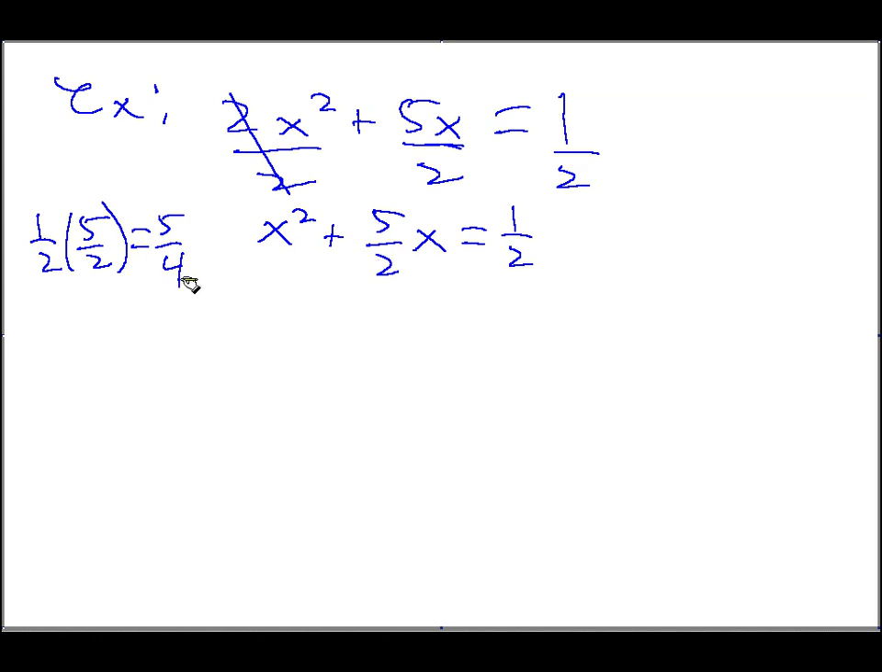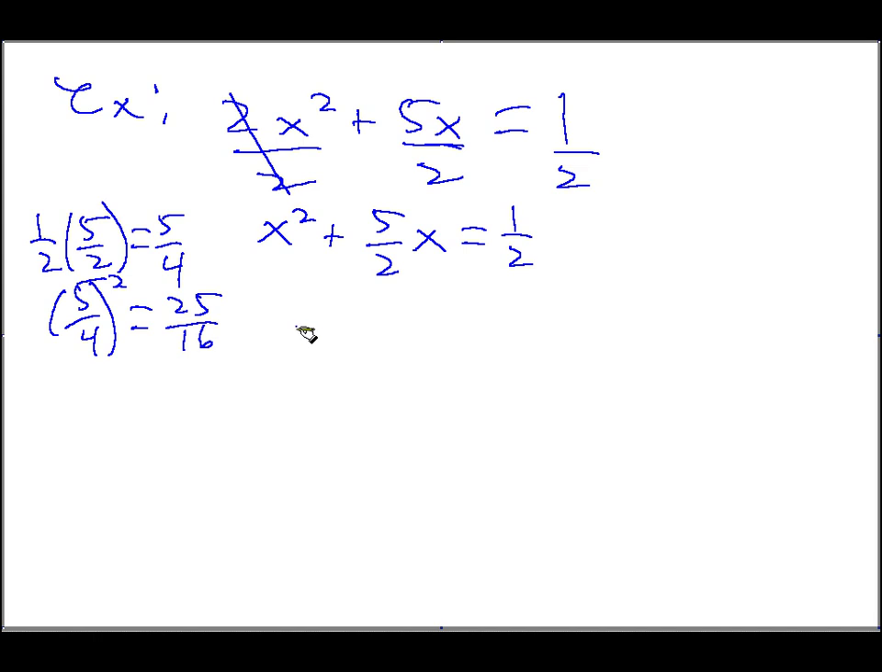which is 5/4. What do I do with that? I'm going to square that, right? So, again, completing the square, we take half of the x coefficient, and we square it. So what's 5/4 squared? That's 25 over what? What's 4 squared? 16. Alright? So I'm actually adding 25/16 to both sides.